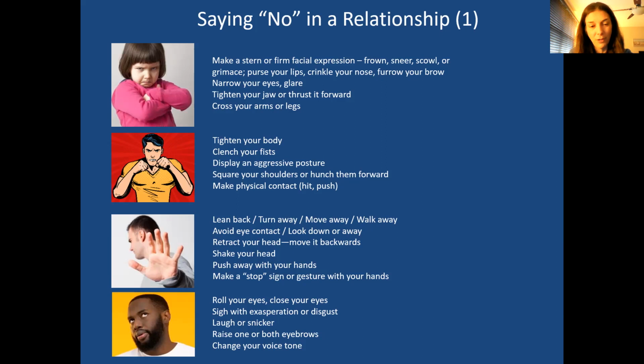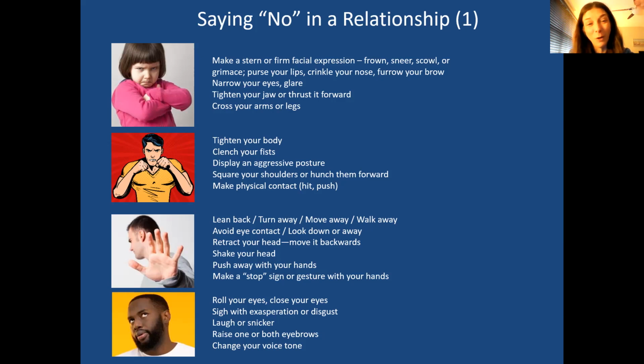Roll your eyes or close your eyes. Sigh with exasperation or disgust. Oh, laugh or snicker, right? If you laugh at someone's request, it's kind of obvious that you're not going for it, right? Raise one or both eyebrows and change your voice tone, all right?